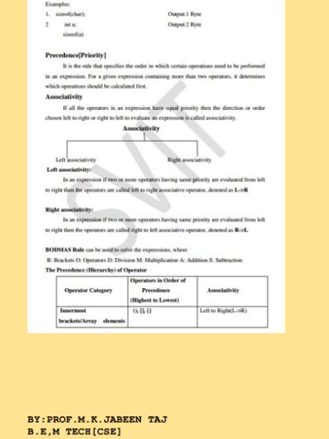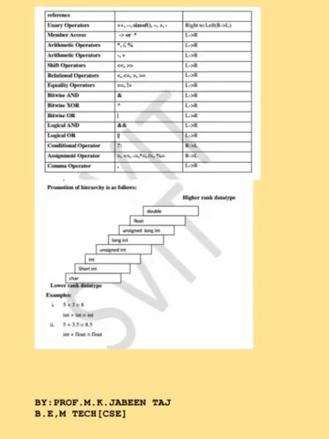BODMAS rule can be used to solve the expressions where B is equal to brackets, O is equal to operators, D is equal to division, M is equal to multiplication, A is equal to addition, S is equal to subtraction. The precedence hierarchy of operators is as shown in the figure. See the figure.